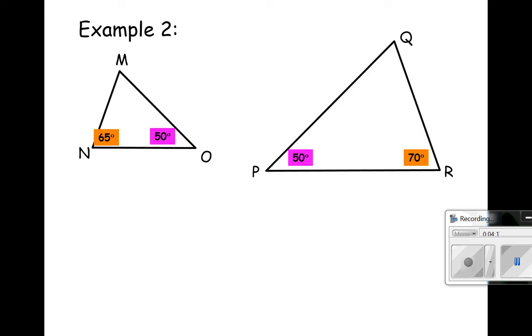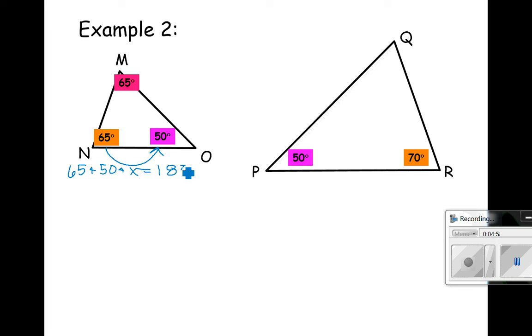Here's example 2. Are these triangles similar? So let's figure out what we need to determine the missing angles because I'm not really sure if this is going to be congruent or not. So I'm going to add 65 plus 50 to determine what my missing angle is going to have to equal. Once I do that, I determine that that angle measurement has to be 65 because I'm going to do 65 plus 50 plus x equals 180. And when I solve that, I determine that x equals 65.